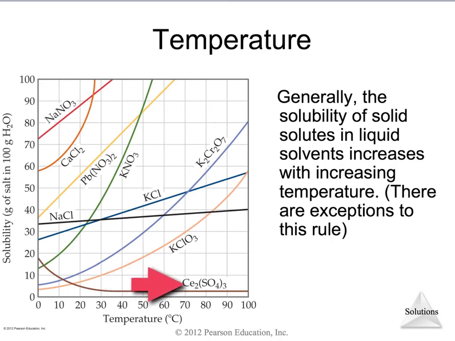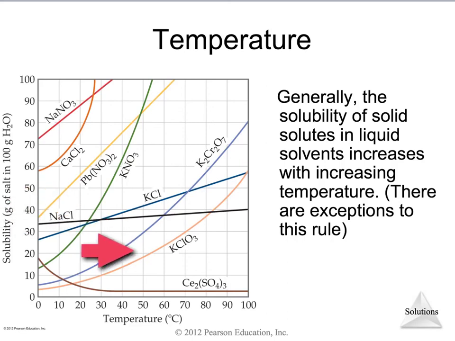So, for example, I have Ce2(SO4)3. As we increase temperature, we actually see a decrease in solubility. So we do see some exceptions. If I look here at NaCl, it's a very, very small increase. It's an increase nonetheless, but it's very, very slight.